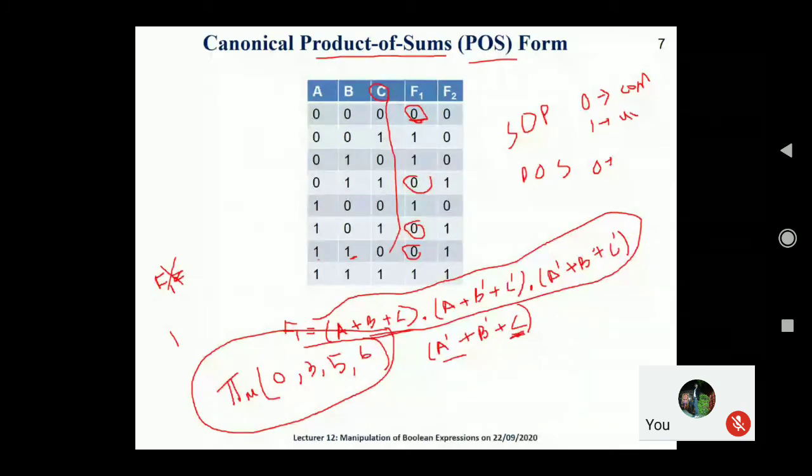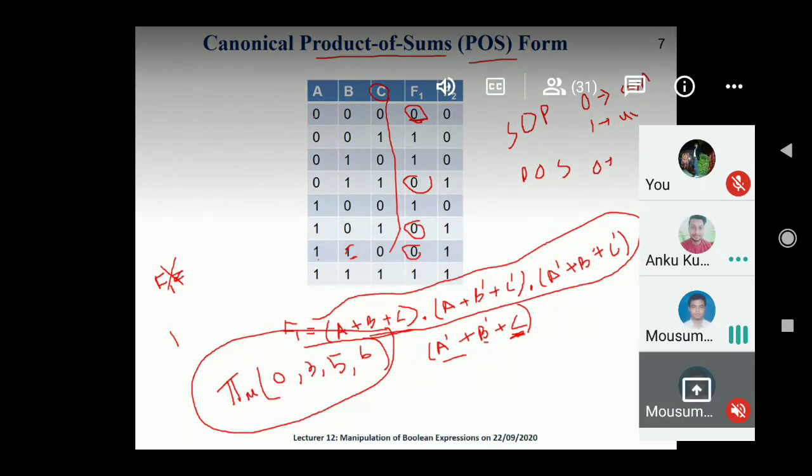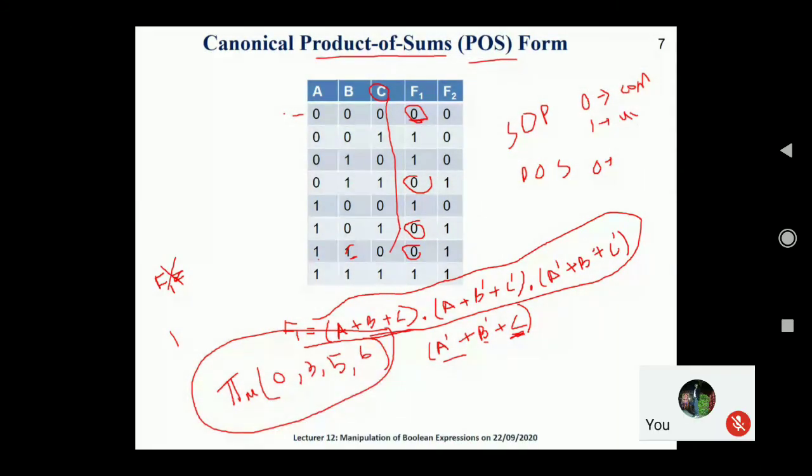Are you getting my point? Yes, sir. So 1 means what? It is the value of B, so here I am writing B bar. This way we can generate it. For the numbering, this one is called 0, this one is called 1. So we are maintaining the binary sequence, and so on, up to 7.